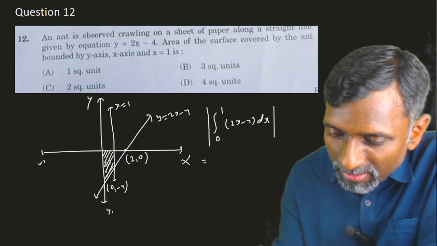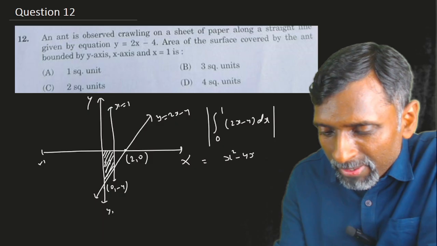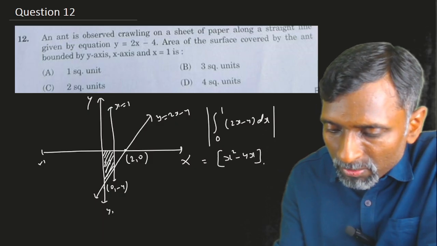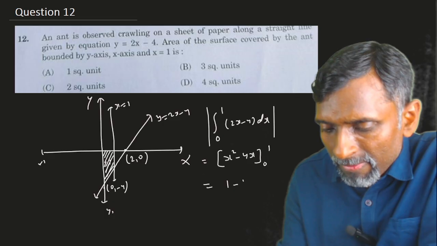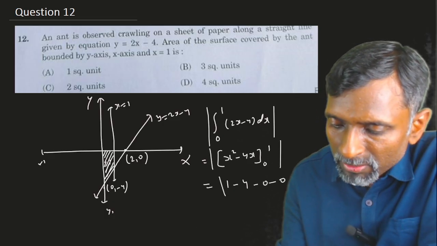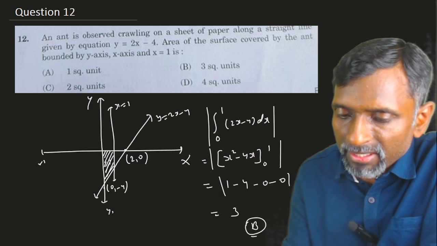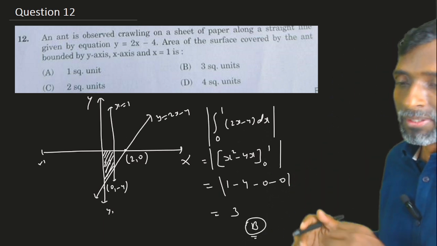Now, if we are integrating and substituting the value, the integration of 2x can be written as x square and minus 4 can be written as 4x. So it is 0 to 1. The answer should be 1 minus 4. Yeah, of course, we have taken mod, minus 0. So the answer is 3 unit. So option B is the correct answer in this. Answer is what? 3 unit.